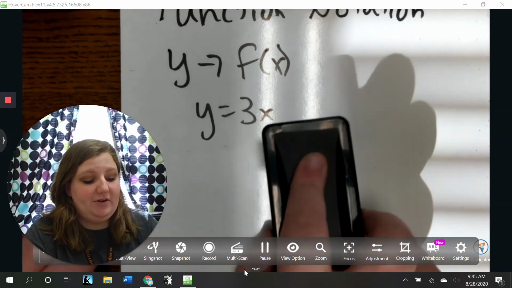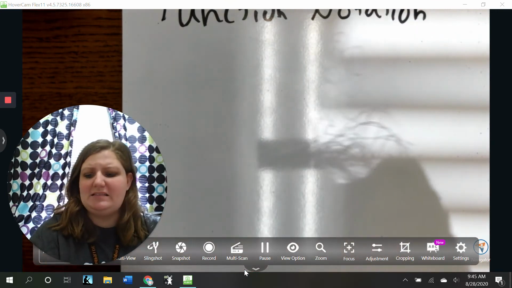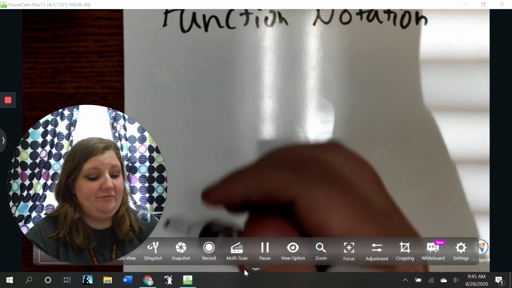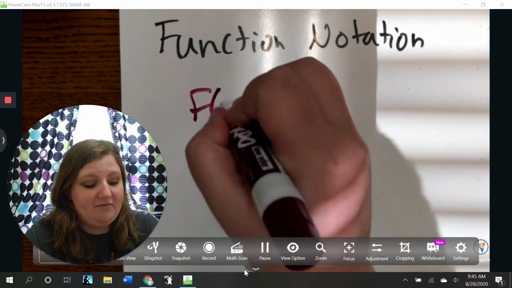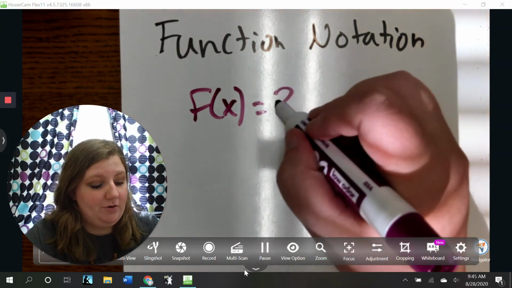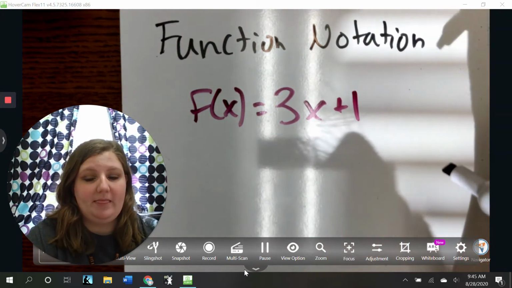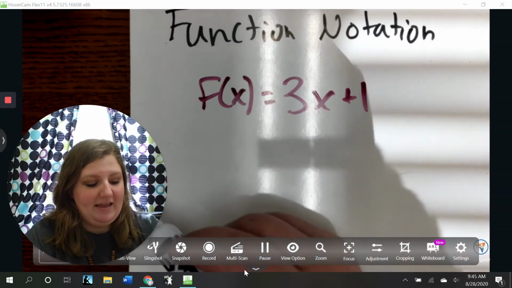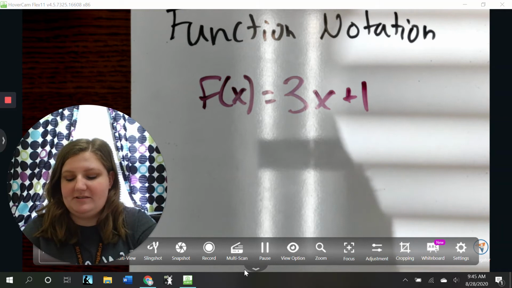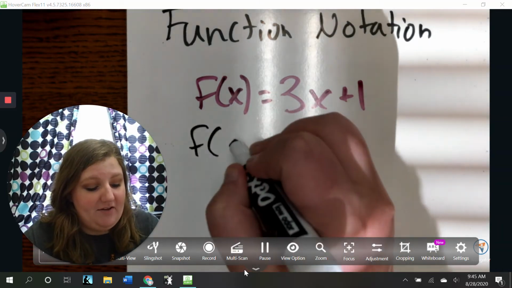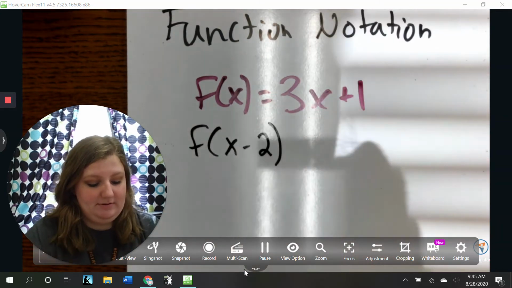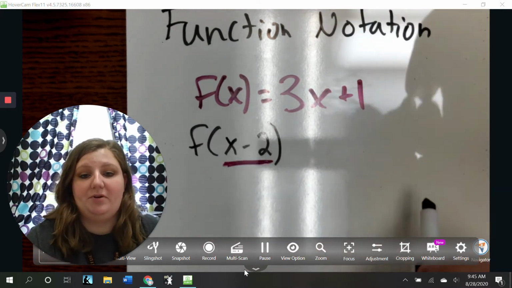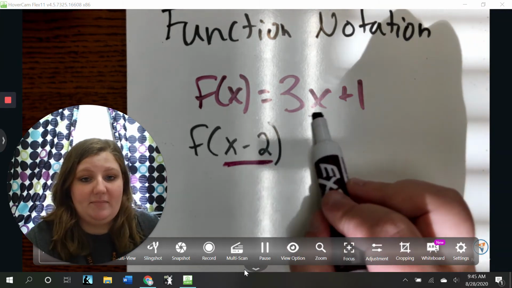The big thing we look at with function notation is substituting other things into our function. So, for example, if we have f of x equals 3x plus 1, because x is in parentheses, that's what goes here for my variable. If I change it though, if I want to find f of x minus 2, because x minus 2 is here in the parentheses, this goes in the place of my variable.